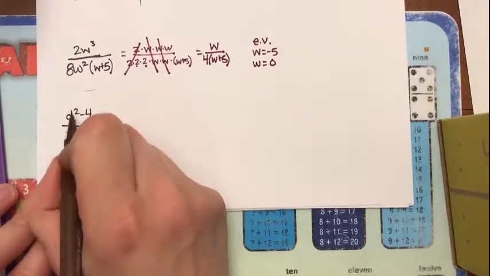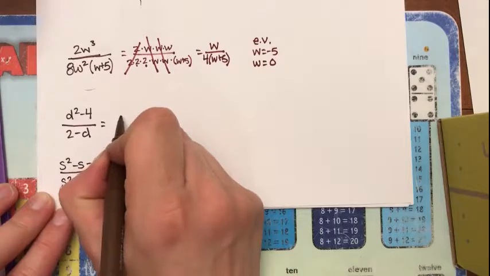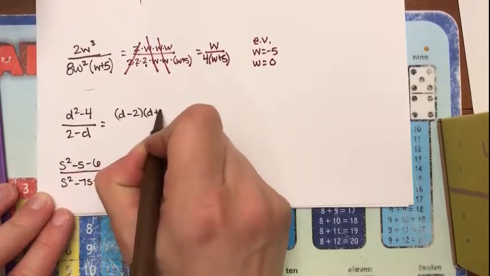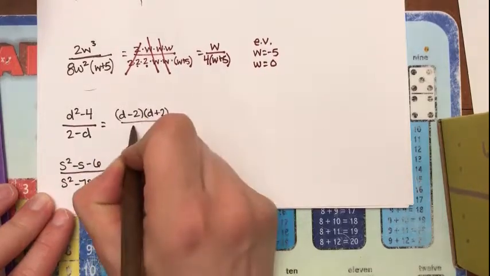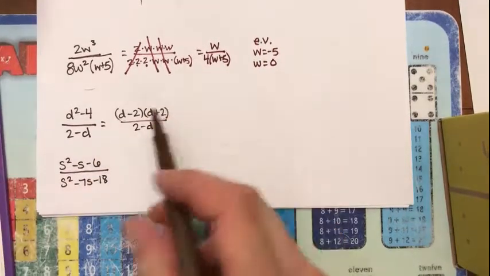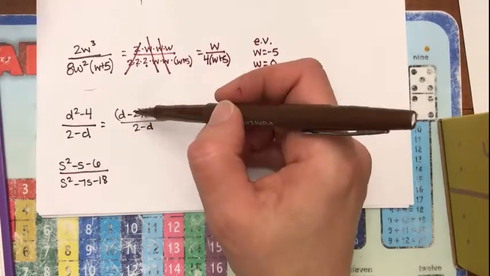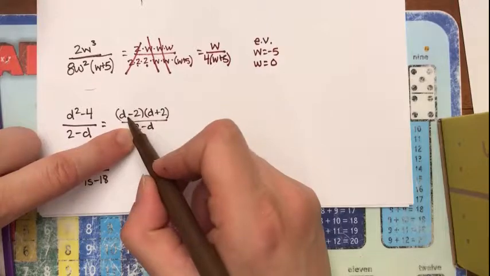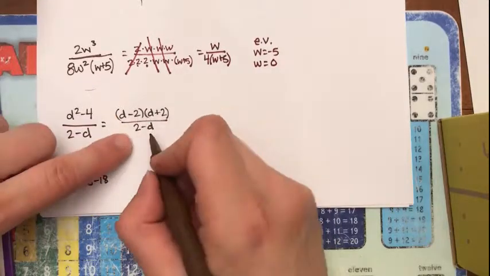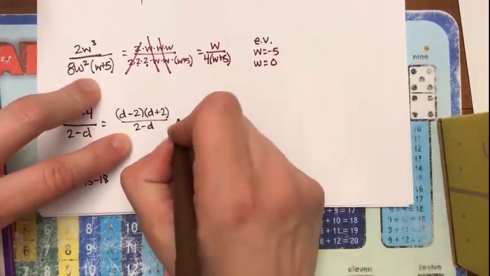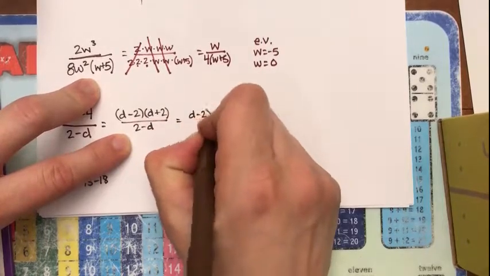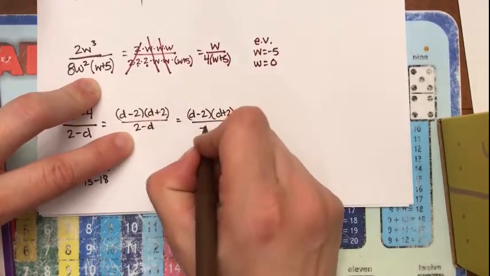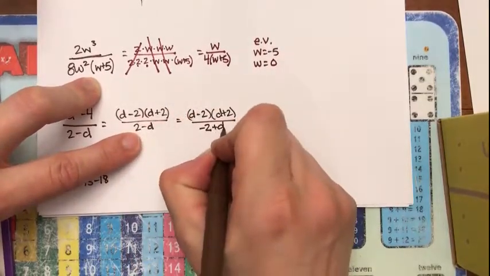This first one is the difference of squares, so this will factor to d minus 2 times d plus 2. My denominator is 2 minus d. Now, if I look at this, I can see that I have the opposites of what I should. I have a positive 2 and a negative d. This is a positive d and a negative 2, so I'm going to factor out a negative 1. So when I do that, my signs will change. So this will become a negative 2, and this will become a positive d.